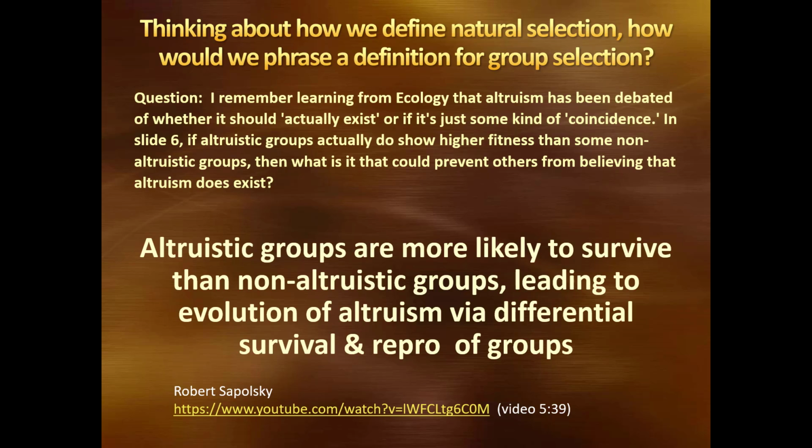And so the question was that you had learned in ecology that there was a debate whether altruism should actually exist. And I think the confusing part here is how we choose to define altruism. Altruism, by definition, is really looking at those situations where an individual does something for another individual at its own expense. Okay, so it would lower its fitness and increase the fitness of other individuals.